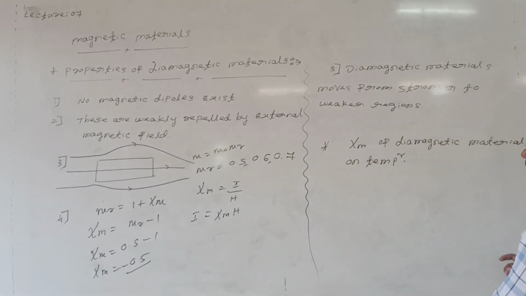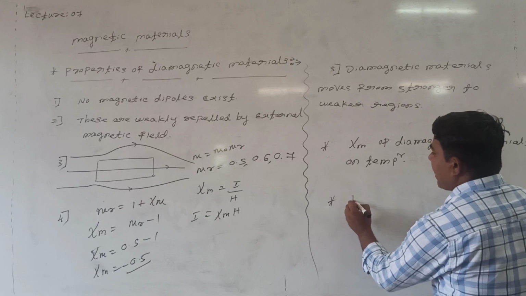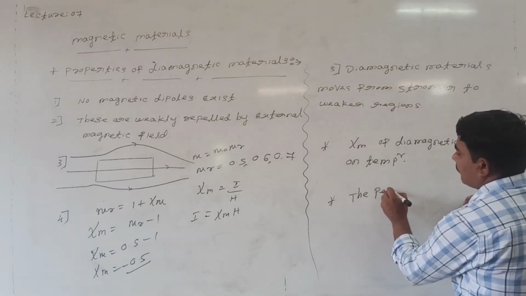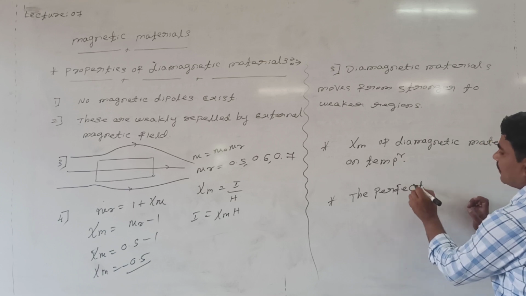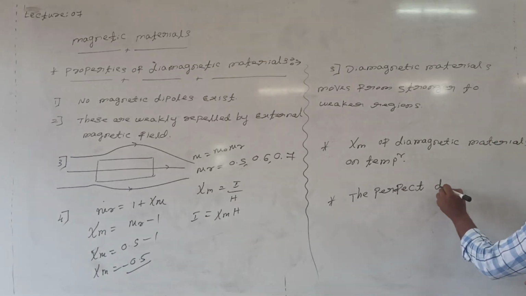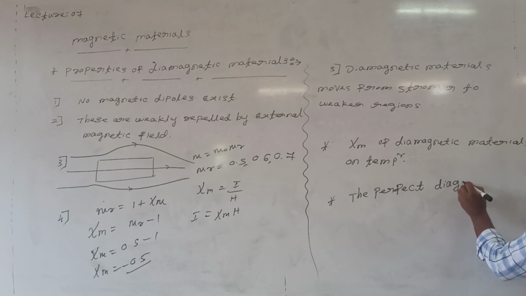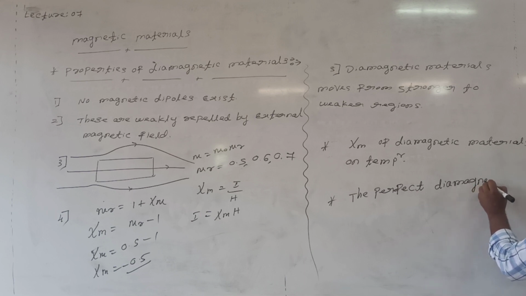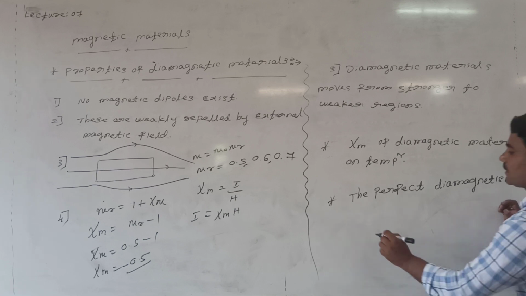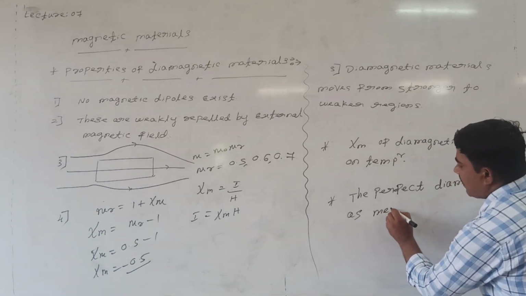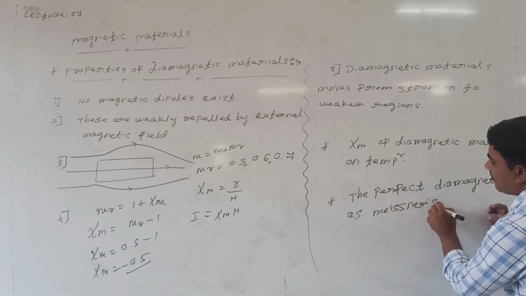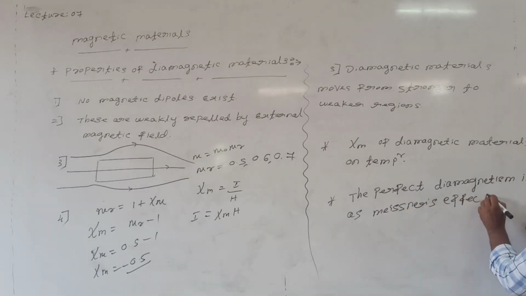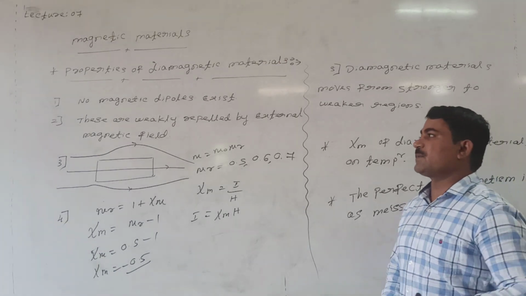See here. Simply, I can call the one more phenomenon here, perfect diamagnetism. Perfect diamagnetism is called the Meissner effect. This property.